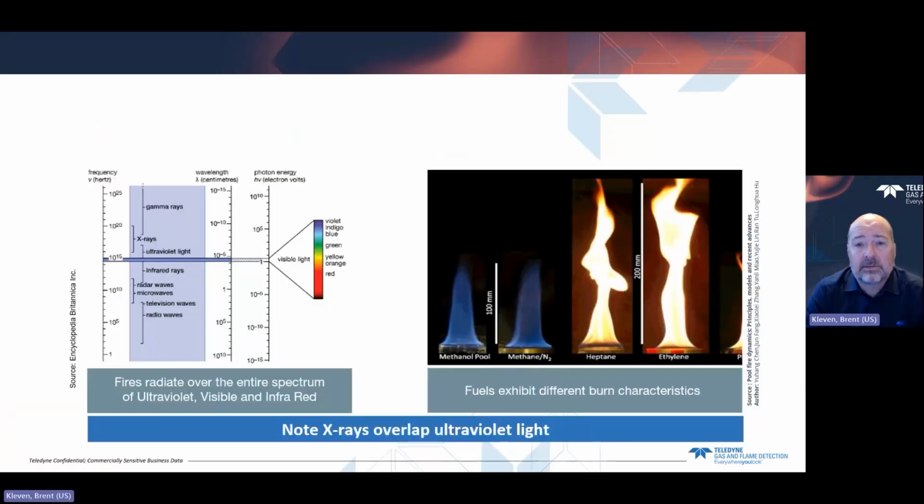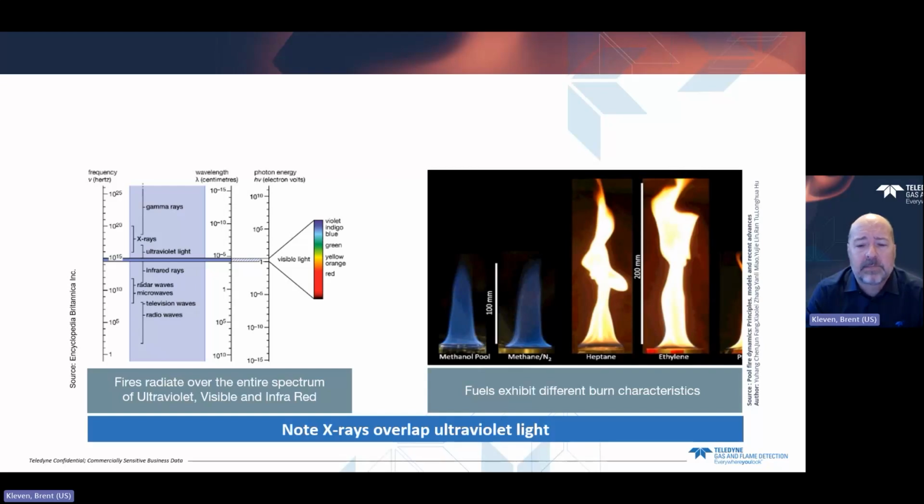When we talk about optics, what we're looking at is that fires radiate over the entire spectrum of ultraviolet, visible, and infrared energy. If we take a look at the chart here on the left, what we'll see is that the visible range is actually fairly small. What we can see with the human eye is not that large. Above that, we see ultraviolet light, noting that there is a crossover a bit into X-rays on that.